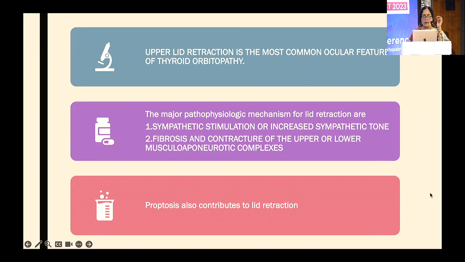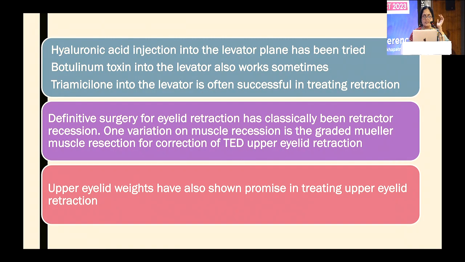So as we all know, upper lid retraction is the most common ocular feature of thyroid orbitopathy, and the mechanism proposed is increased sympathetic stimulation or tone of the Muller's muscle, both in the upper and lower lid, because you have scleral show upper and lower. And as the disease progresses and becomes old, fibrosis sets in those muscles, which gives a permanent lid retraction. The proptosis, which is present along with thyroid, also contributes, because the eyeball is pushed out, the eyelids are pushed back, which also causes lid retraction.